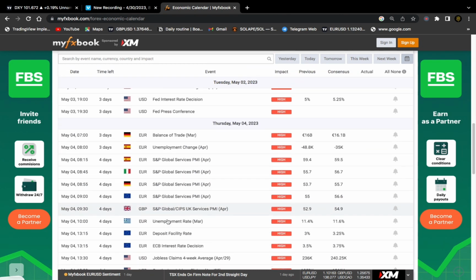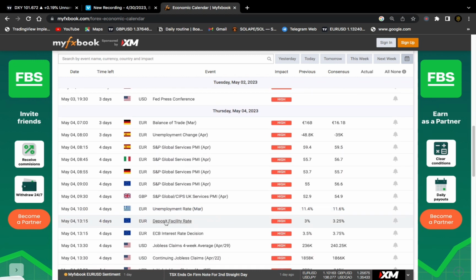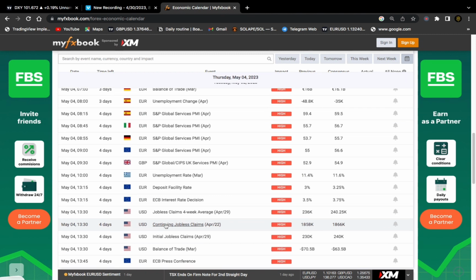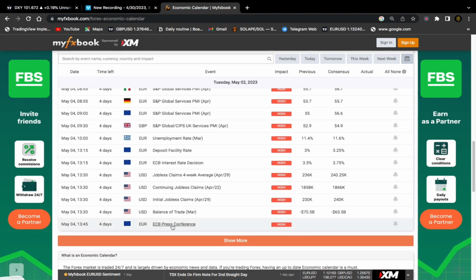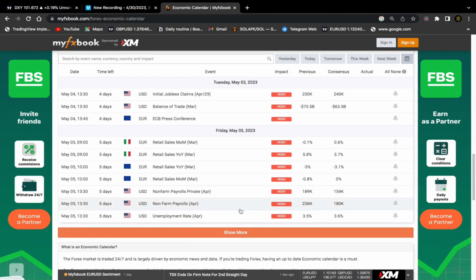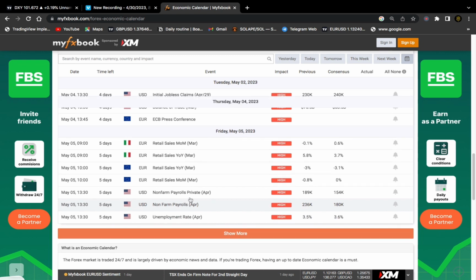And on Thursday, what do we have? On Thursday we have the unemployment rate and the jobless claims coming out this week. We also have the ECB press conference, which is very important news for the Euro. And on Friday we have the almighty NFP. NFP is the non-farm payroll news. We're going to see the employment rates, how many jobs were added and how many jobs were lost in the previous month.